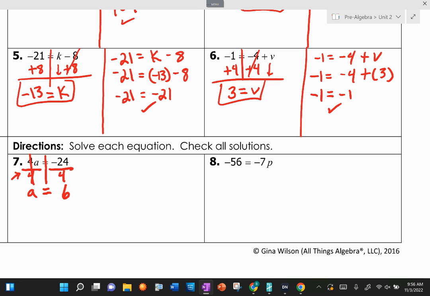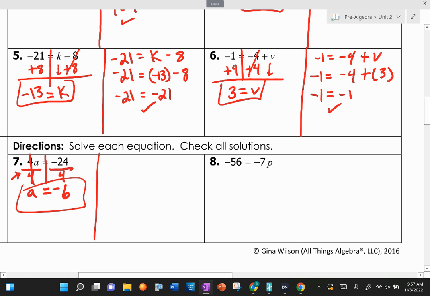So this 6 should be positive or negative? Negative, because the signs are different. And that's it. Negative 24 divided by positive 4. Yes. So you're going to check these as well.